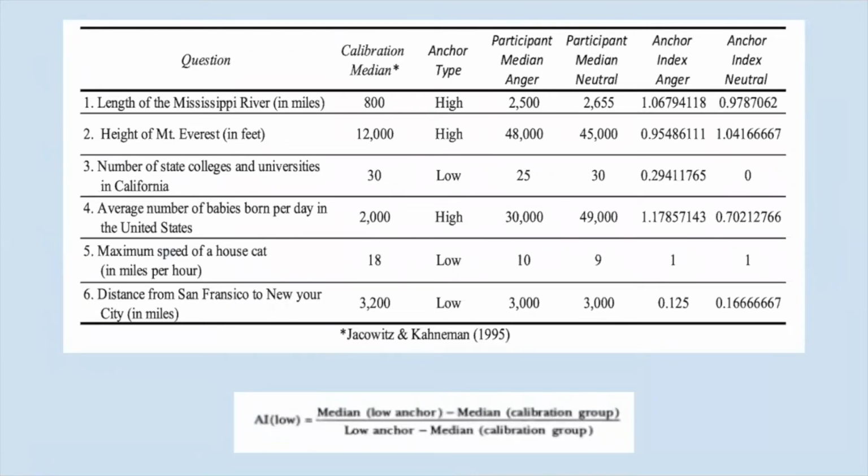So this graph shows the calibration medium that we used. We used a calibration medium that was previously found by the Jacowitz and Kahneman study in 1995. They found these calibration mediums by taking participants who had no anchor influence and asking them, for instance, the length of the Mississippi River, how high do they think Mount Everest is, things such as that. We then used the data that we gathered to find our anchor index scores, which an anchor index measures the movement of the median estimate of the subject towards the anchor. We used the equation used by Jacowitz and Kahneman, as you can see here at the bottom of the screen, which we used for our anchor index lows and our anchor index highs.